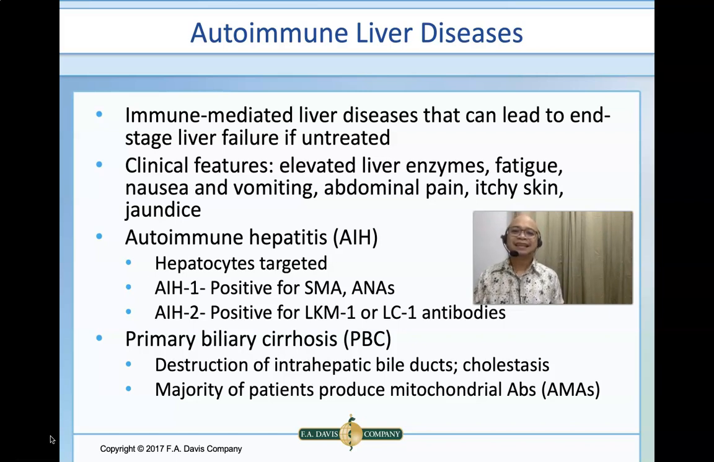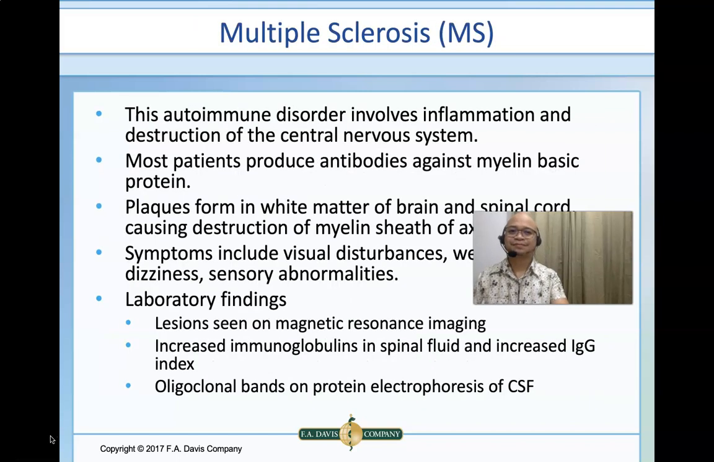Okay. And then primary biliary cirrhosis is, again, a class of autoimmune liver disease wherein it involves destruction of the intrahepatic bile duct. So there will be cholestasis. So the majority of patients will produce mitochondrial antibodies.